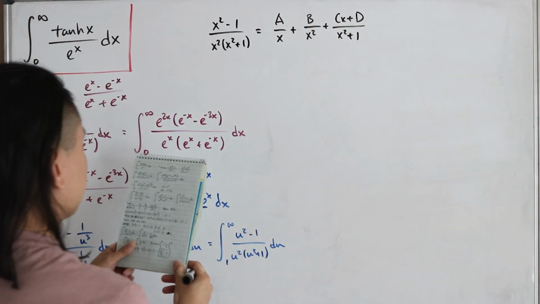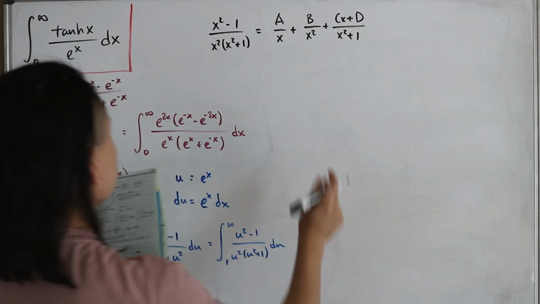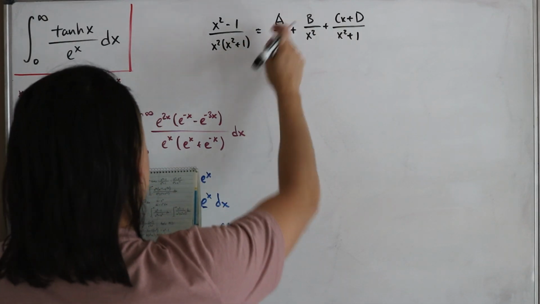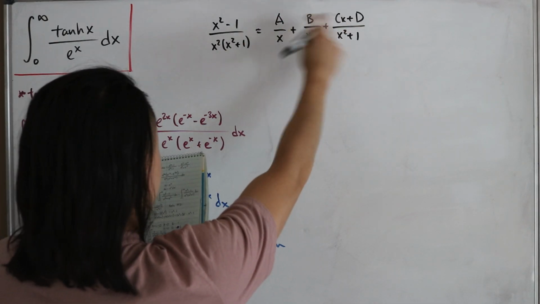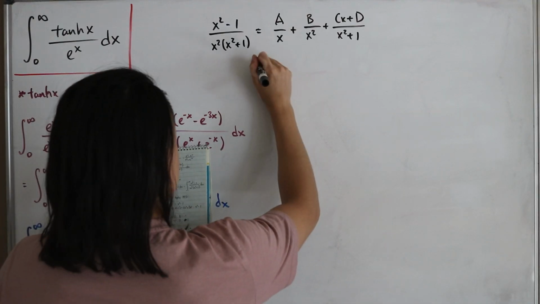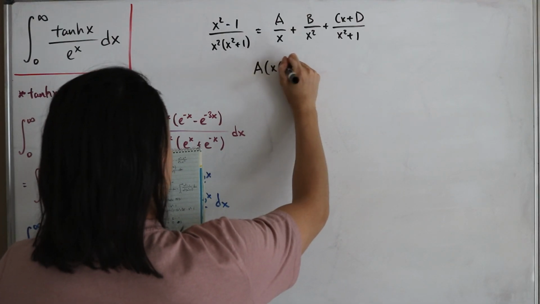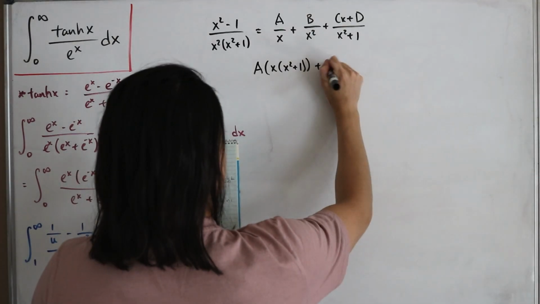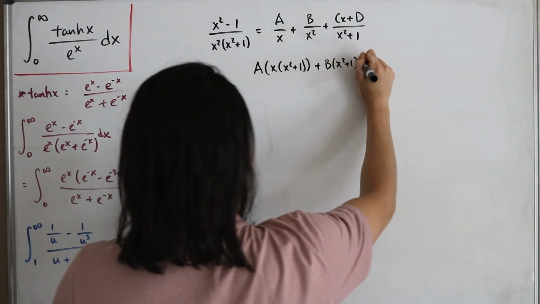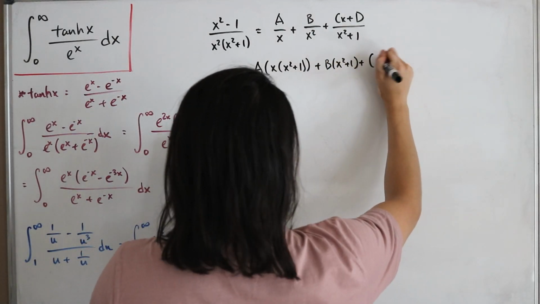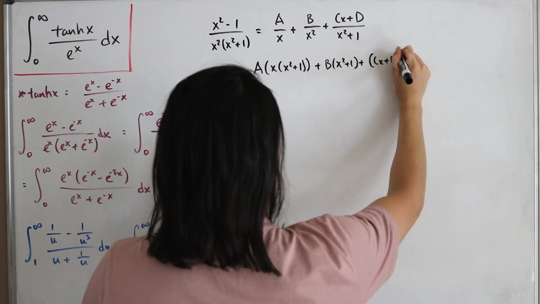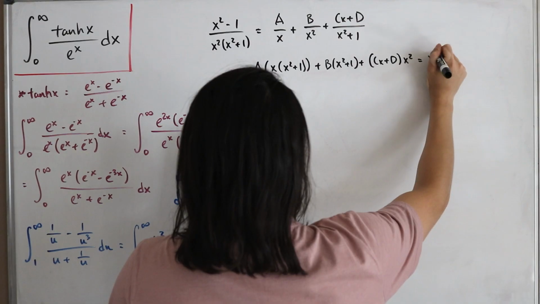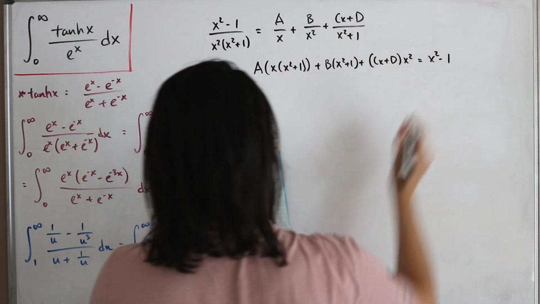Okay, so all we have to do now is apply partial fraction decomposition. To do so, let's get everything in terms of the common denominator over here, so we multiply certain terms into our numerator on the right side. I'll use this with a, so a times x times x squared plus 1, then add b times x squared plus 1, then add cx plus d multiplied by x squared, and set that equal to the left-hand side, x squared minus 1.